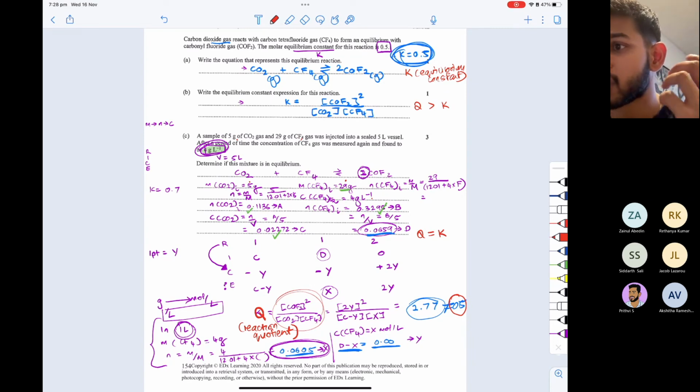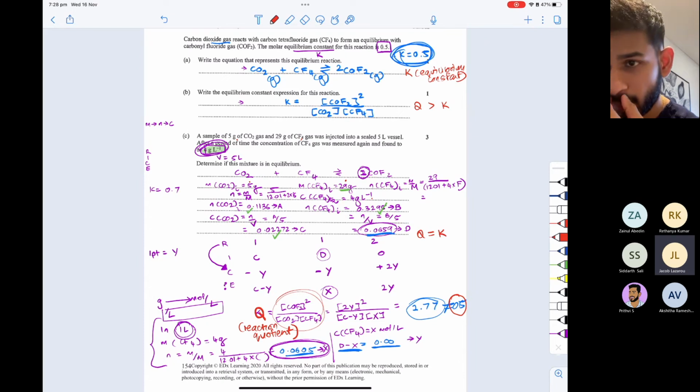What concentration is too high? What concentration is too low, Jacob? Products versus reactants. Yeah, so the value of Q would be greater than K, so it would have to lie to the right then, because there's more products than reactants.